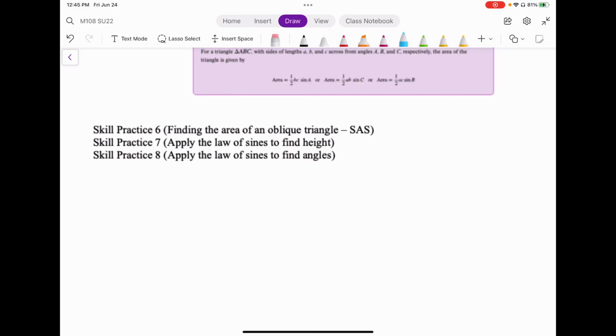Head over to the skill practice videos to see solving triangles using the law of sines, applying the law of sines to find heights, to find angles, and doing applications involving real-world scenarios such as there's a plane here, here's the angle of elevation, how far away is it from this point? Types of questions like that.